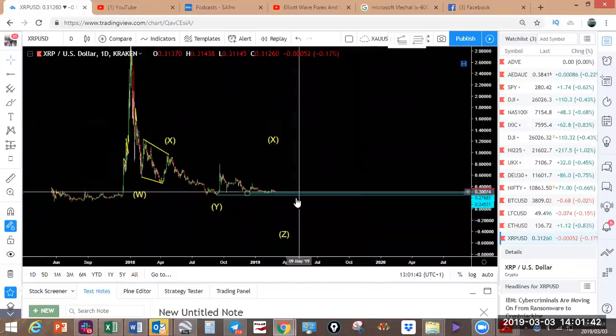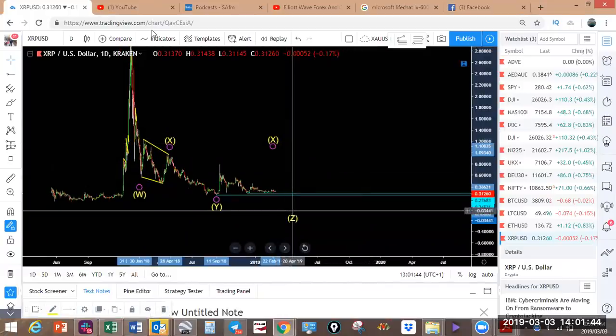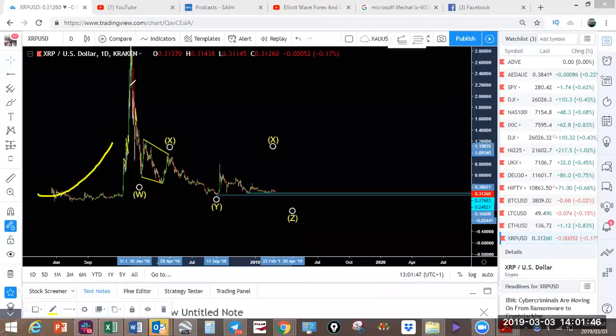If you look at that labeling there, it's showing you that we've got the impulsive move that started with the rest of the cryptos that ended towards the end of 2018. We made a pullback in 3 waves. 1, we made a 3-wave corrective structure. 2, we made another 3-wave structure. 1, 1, 2, we're expecting 1, 2, 3 there.